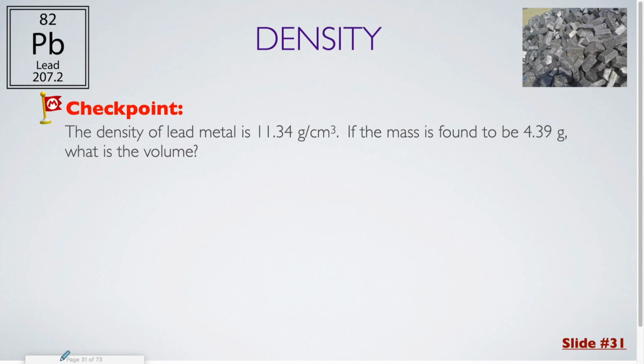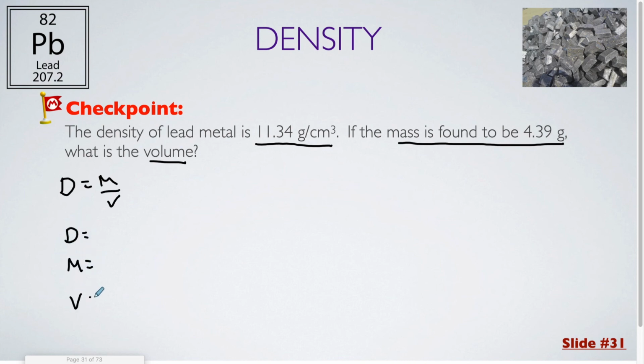All right, we have one more checkpoint question for density. The density of lead metal is 11.34 grams per centimeter cubed. The mass is found to be 4.39 grams. What is the volume? Well, I can see that this is a density question, so I'm going to use the equation D equals m over v. Just like before, I'm going to list out each of my variables and try to pull those numbers from the word equation. They're telling me that the density is 11.34 grams per centimeter cubed. And the mass is 4.39 grams. What is the volume? So that's my question mark.